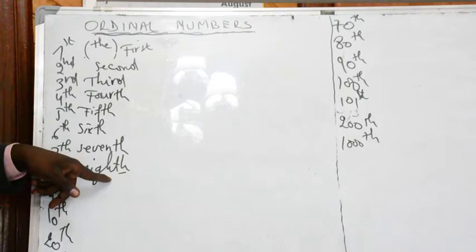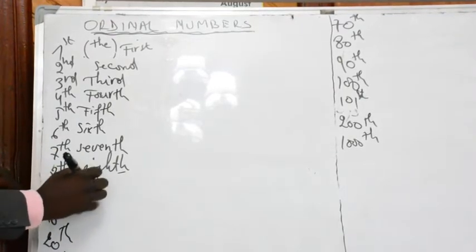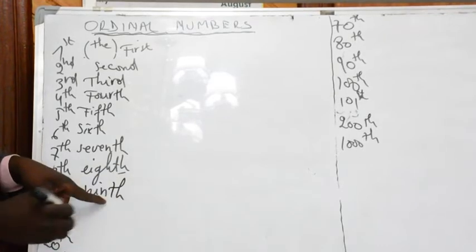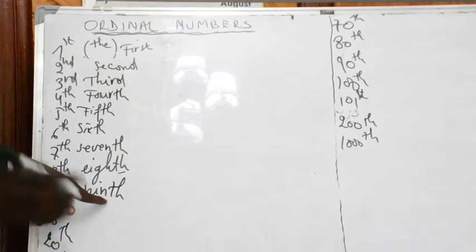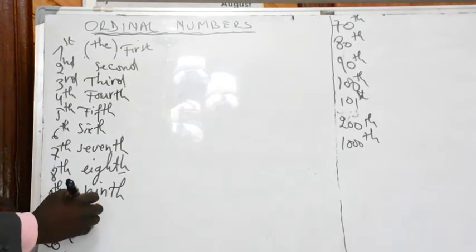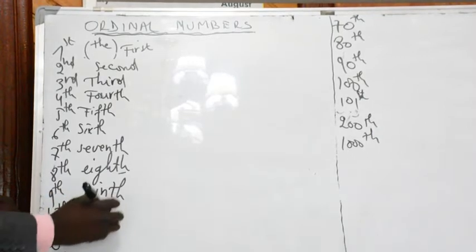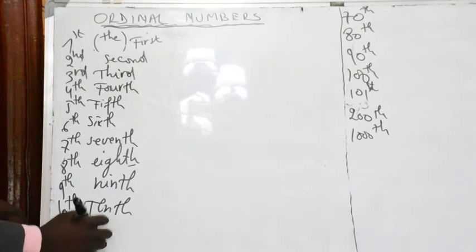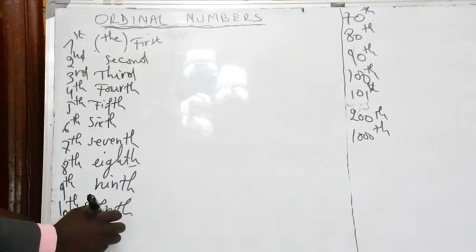Not double T. It is one T. This is the ninth. Here one E is lost, this is the 9th. Pay attention here when you write this number. This is the 10th. TH. This is 20th.